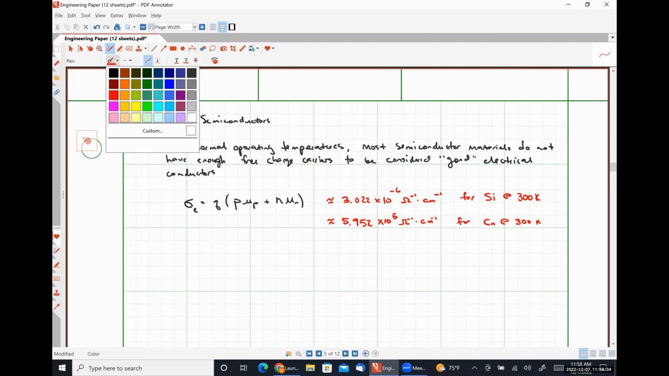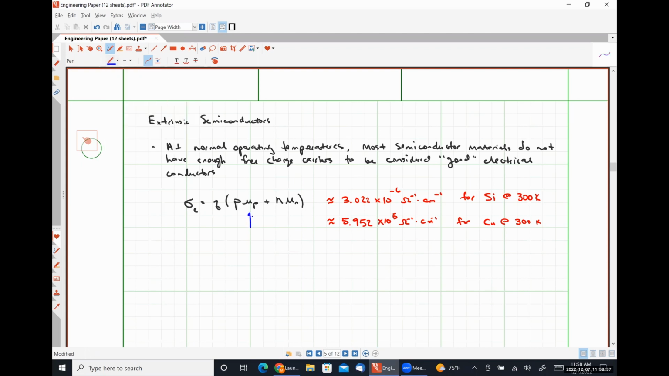Just to be clear here, mu P here is the hole mobility, because we'll be dealing with this later on, measured in centimeters squared per volt second. Mu N is the electron mobility, measured in centimeters squared per volt second as well.